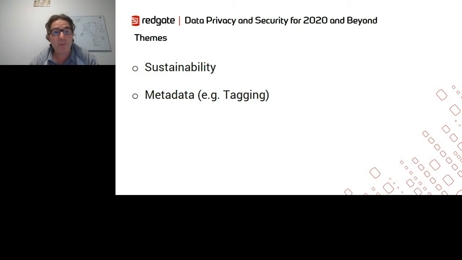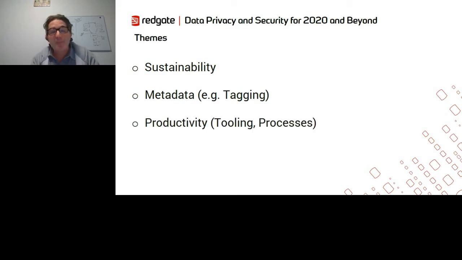One of the tools we'll talk about is metadata, specifically tagging. We'll see this in the Azure portal later on, and probably in a Redgate tool itself towards the end of the hour. And productivity, tooling that makes us productive, but also processes. So this isn't just about tooling, it is about processes. And where there's a process, there needs to be a good culture. Culture can often override process.